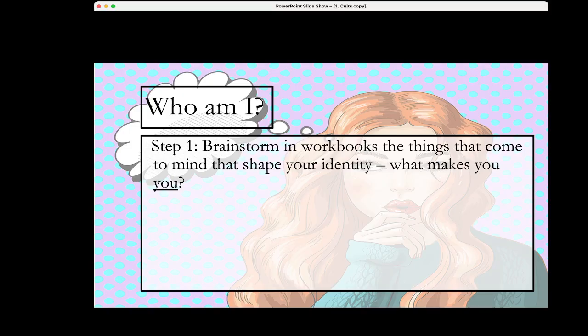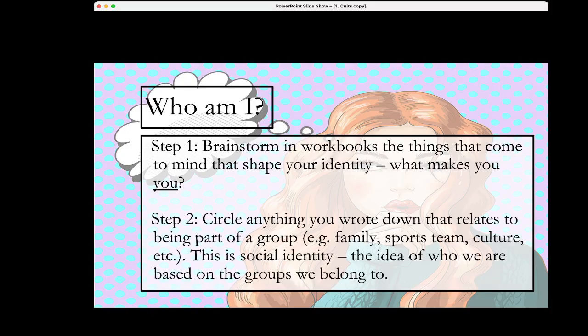Then trying to understand the idea of social identity. This activity is trying to understand and comprehend the concept of social identity. Students write down in their workbooks the things that shape their identity, what makes them them. Then they circle anything that relates to them being part of a group. And then we say, look, that's your social identity.